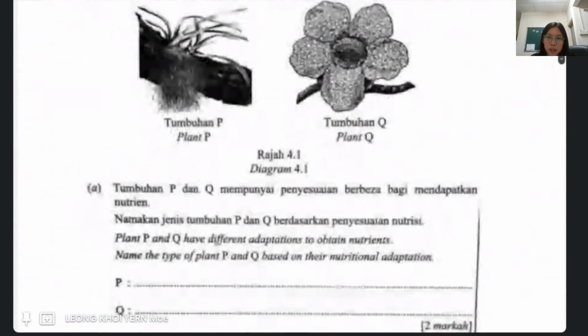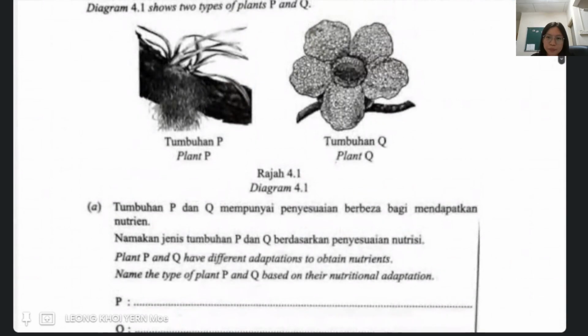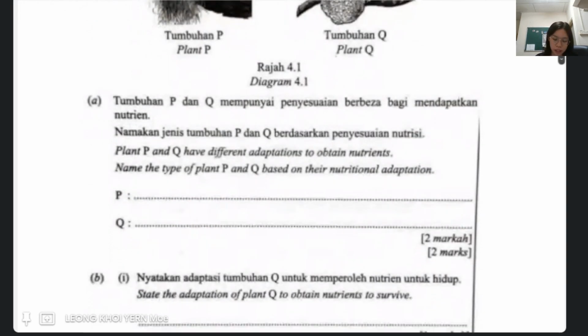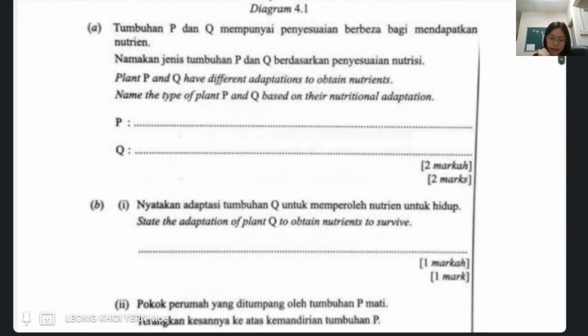Now let's move on to this Lionel paper. Name the type of plant P and Q based on their nutritional adaptation. So P is basically birdnest fern, and plant Q is the famous rafflesia. So plant P is epiphytic, plant Q is parasitic. State the adaptation of plant Q to obtain nutrients to survive. So this is actually how you explain nutritional adaptation.